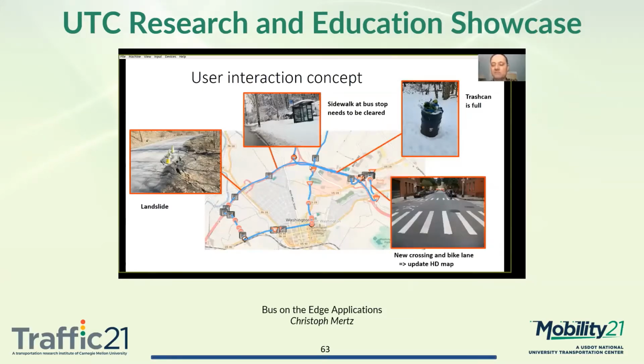Or it might notice that there's a new pedestrian crossing and bicycle lane put in at a place. Then it will trigger an alert that the high definition map needs to be updated. So these are all applications we're currently working on. We hope that there will be many more.